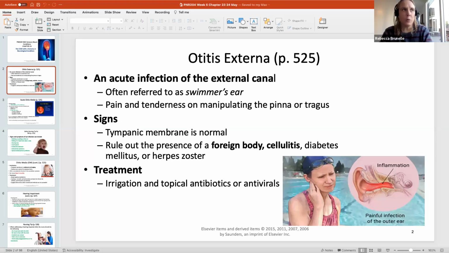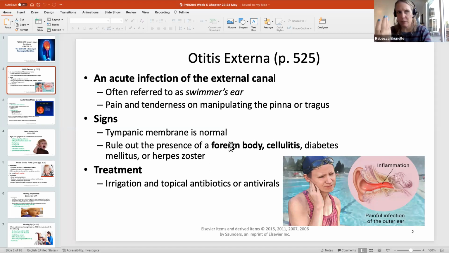Okay, so when we are talking about the neurosensory chapter, we're going to start talking first about otitis externa, which is that infection in the ear canal. It's also called swimmer's ear. It's characterized by pain and tenderness, and you have that pain specifically when manipulating the outer parts of the ear, so the pinna and the tragus. When you look in the ear, the tympanic membrane looks normal.